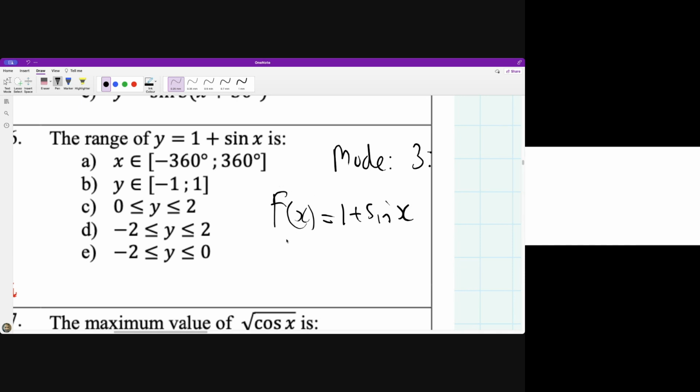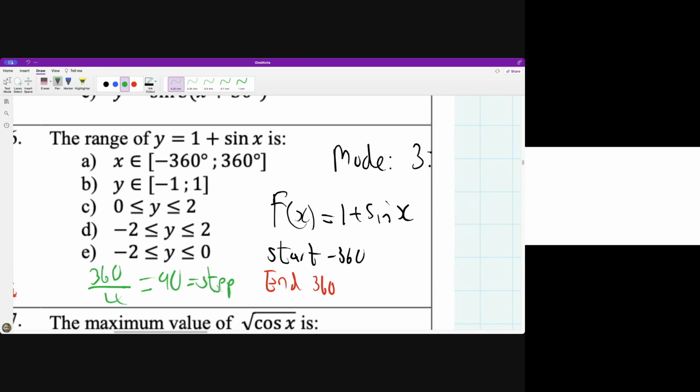And then you're going to say, where must I start? Well, I'm going to start at minus 360. And then where am I going to end? I'm going to end at 360. And now what is my step size? Well, has the period changed in any way? No. The normal period is 360 of the sine graph. So I divide it by 4, and my step size is 90.